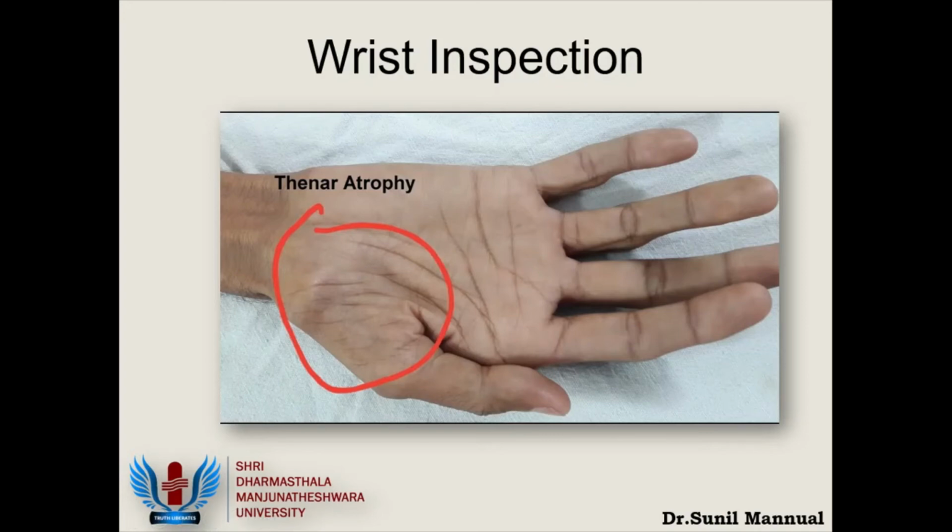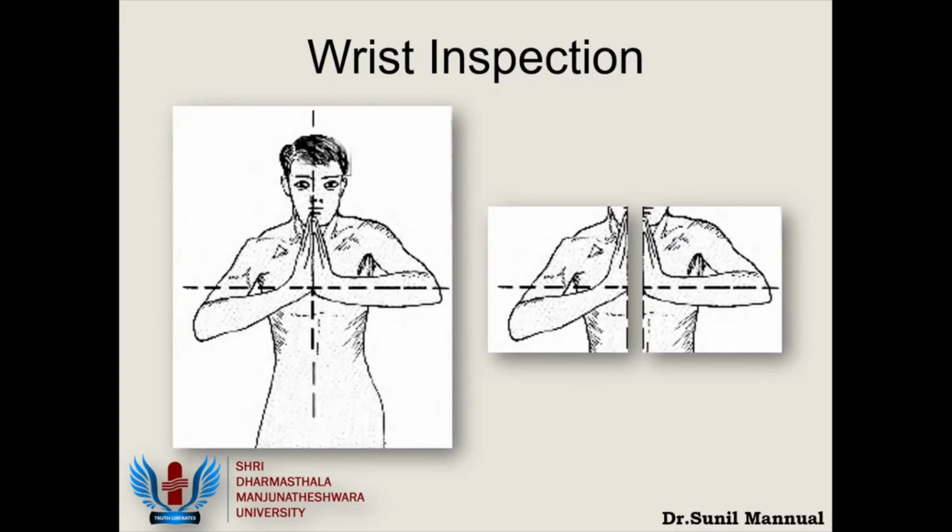Okay, coming to another finding here, you're seeing that this person's thenar muscles are atrophied. Again, how do you say the thenar muscles are atrophied? By comparing it with the normal side. Again, this thenar muscle atrophy is a sign of some neurological pathology, and it is part of the wrist examination. Now, one simple rule of thumb that we do in the OPD setting would be to tell the patient to go and bring both his hands together.